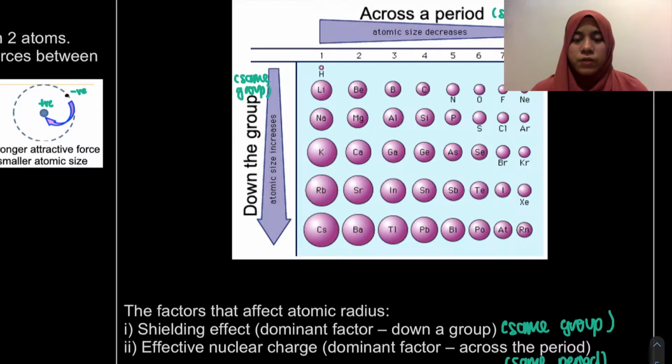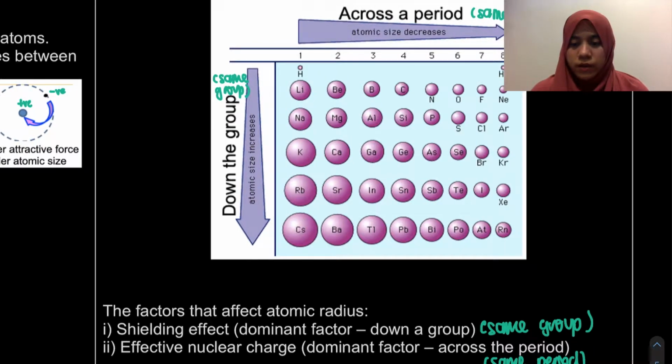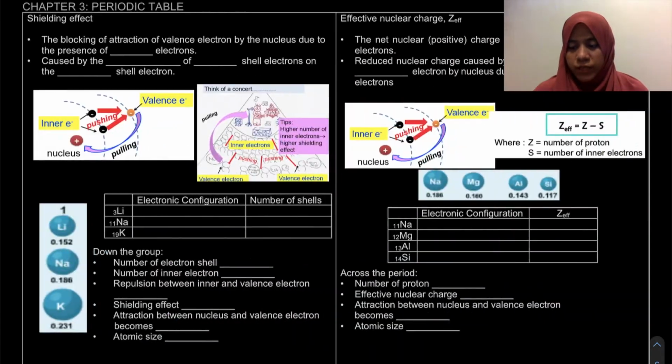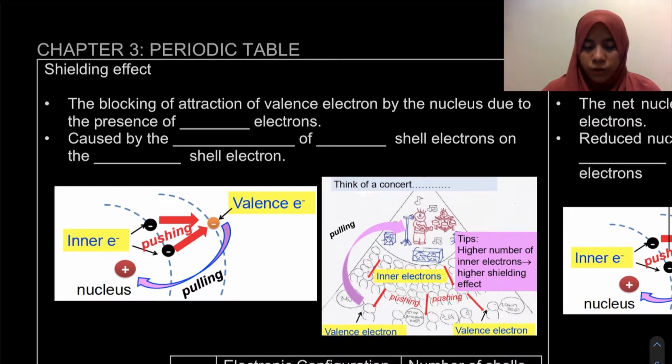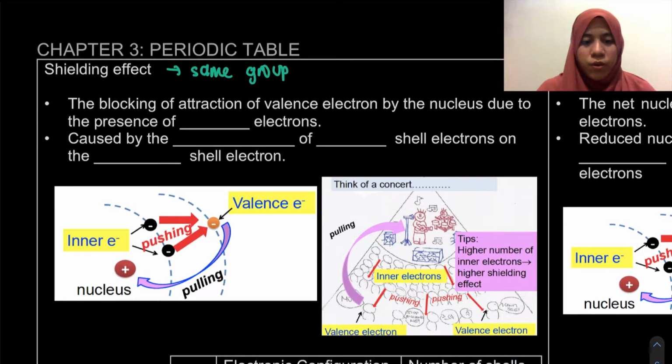Now let's look at the explanation on page 6. First I'm going to look at the shielding effect. Again, the shielding effect is what we discuss for atoms in the same group. So what is the shielding effect? Shielding effect is the blocking of attraction of the valence electron by the nucleus due to the presence of inner electrons.